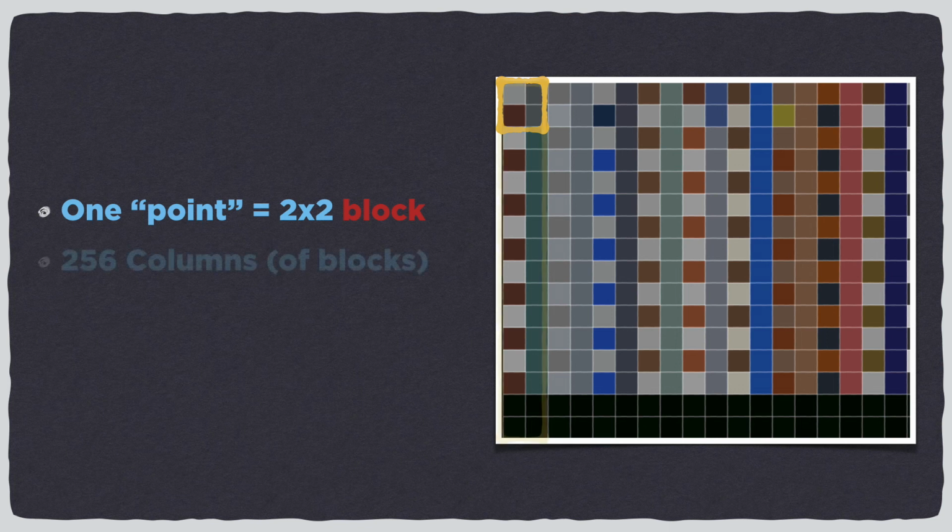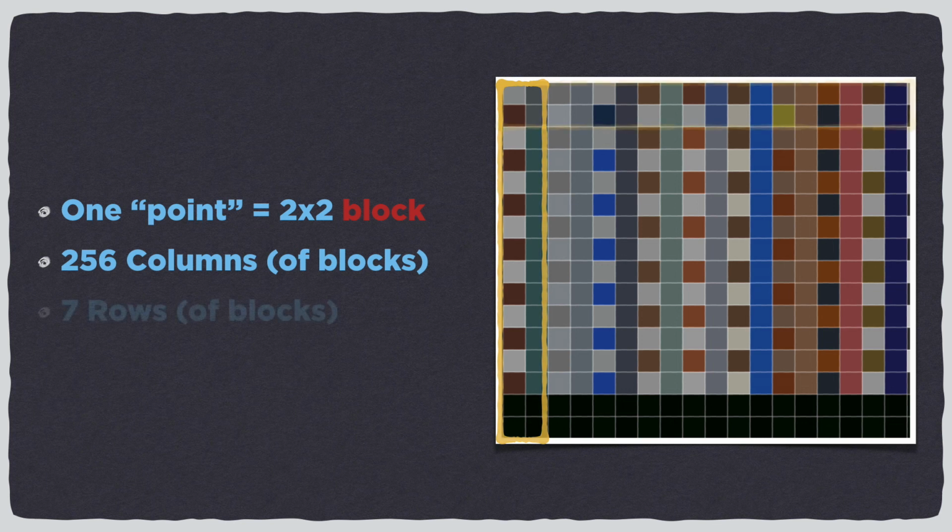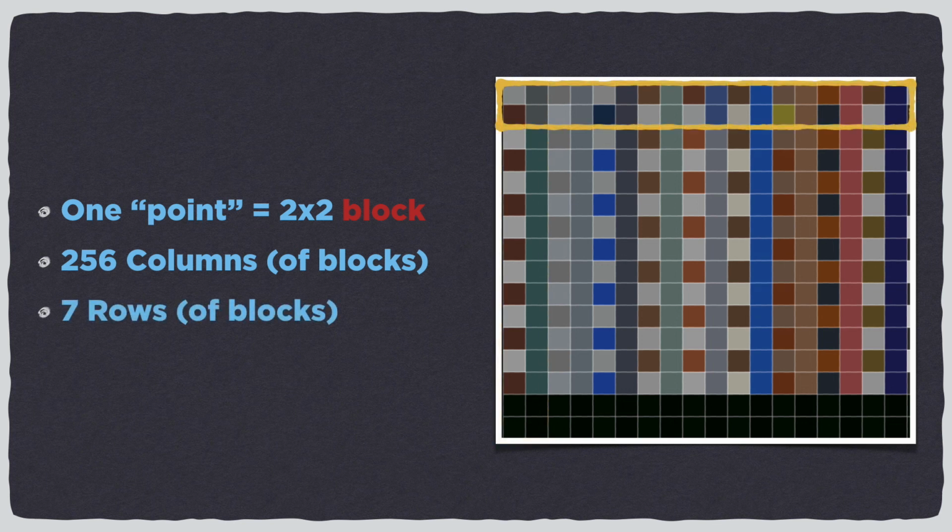So zoomed in way up close, we can see a portion of the color palette. Now, one point or sample into the palette is a 2x2 block of pixels. So try to see not all the colors here as separate. They're grouped into 2x2 blocks. There are 256 columns of blocks, and there are 7 rows of blocks. I haven't seen a palette that fills all of its columns. It seems like most of the palettes fill up about halfway, and then all the pixels are black or they're not used.